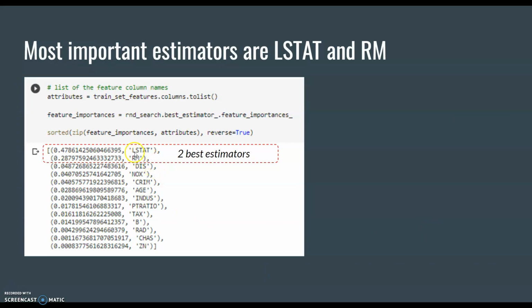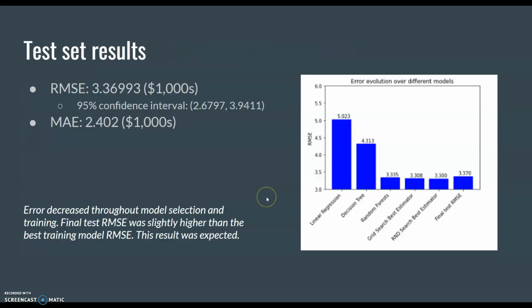And just another deep dive, a look at the most important estimators. It was LSTAT and RM. And this kind of makes sense according to our previous correlation matrix analysis. So these are the two best estimators, and the explanatory power really drops off after this variable here.